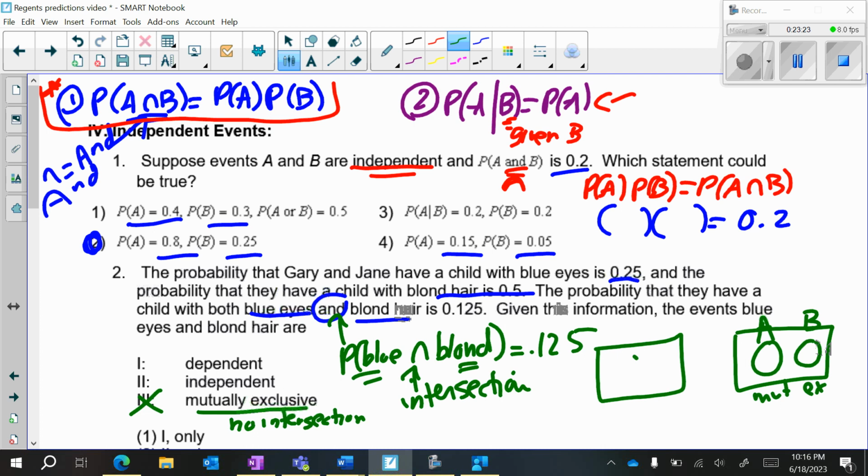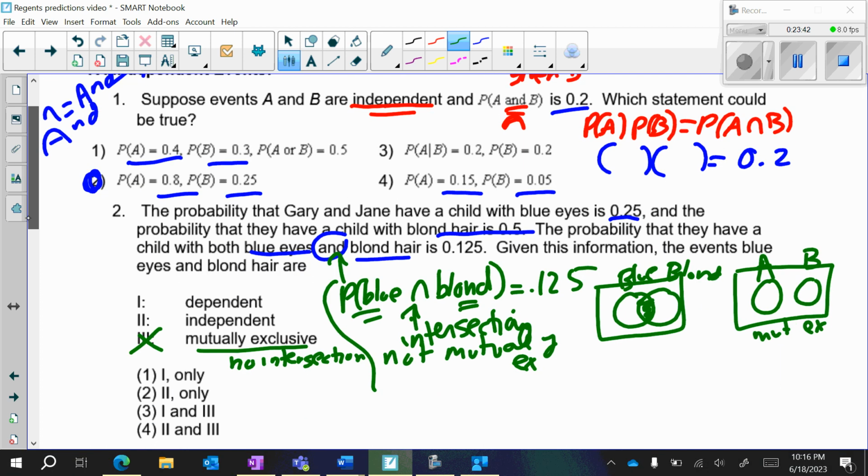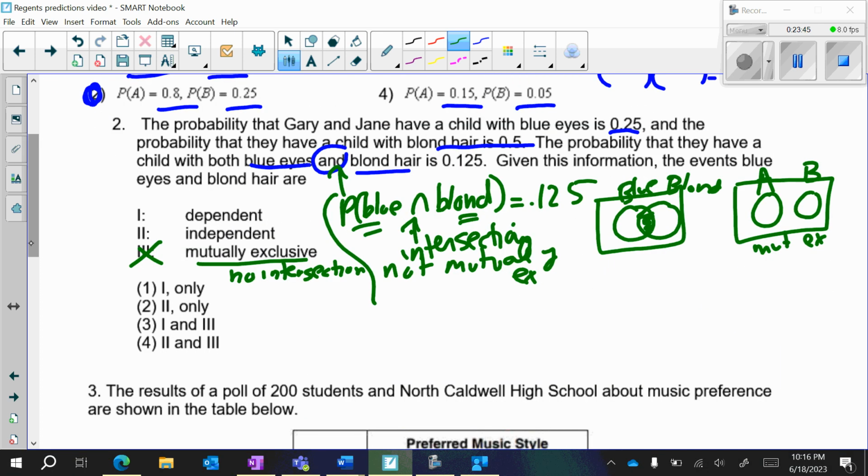In this case, they told you that indeed you can have both blue eyes and blonde hair. So since both of those things can happen at the same time and there's an intersection, they are not mutually exclusive. These are not mutually exclusive, okay? So that's why it's not choice 3. So I would eliminate anything with the 3.